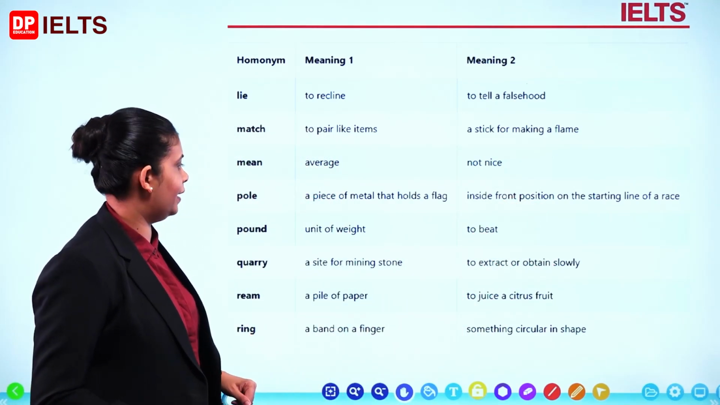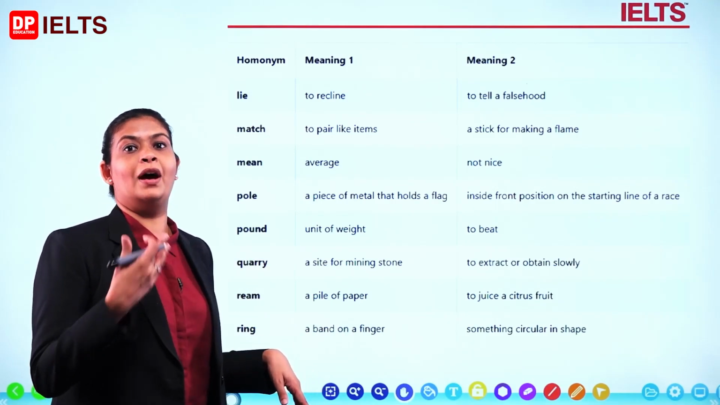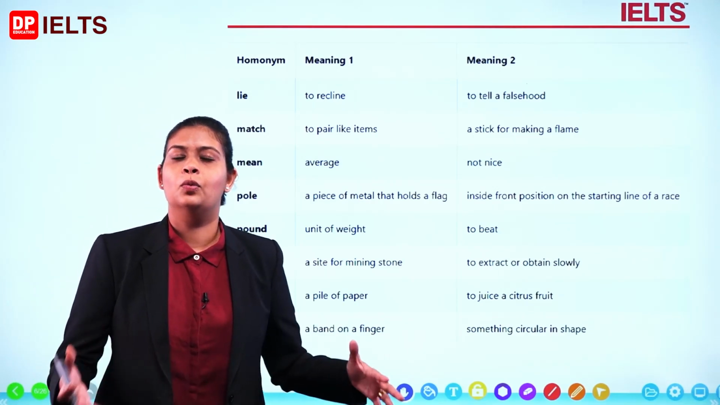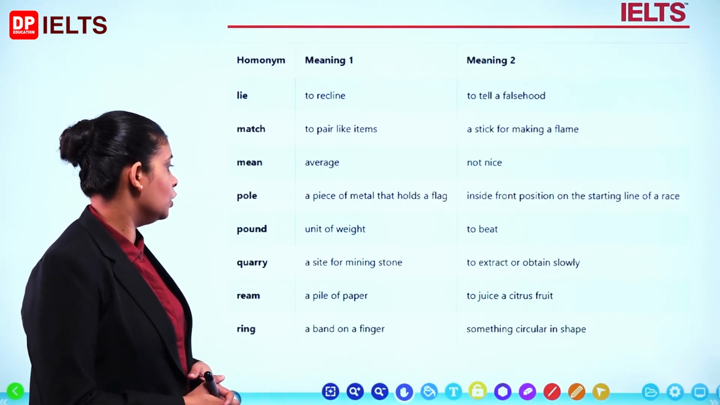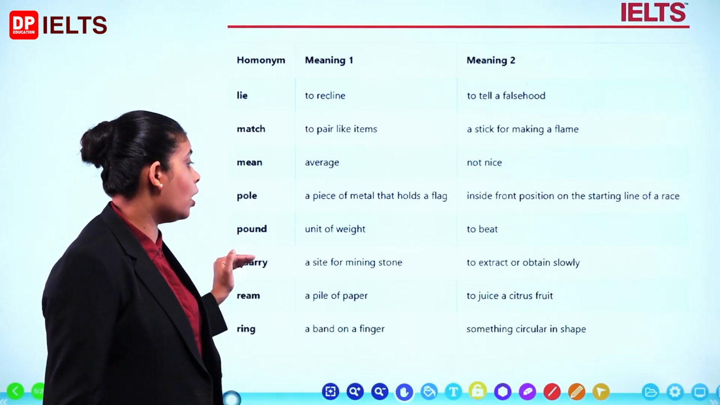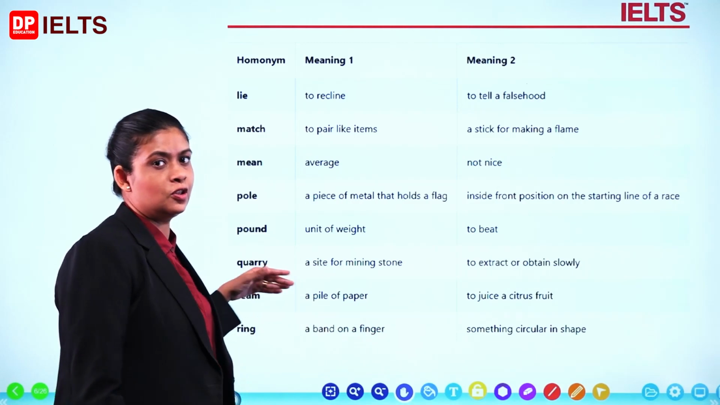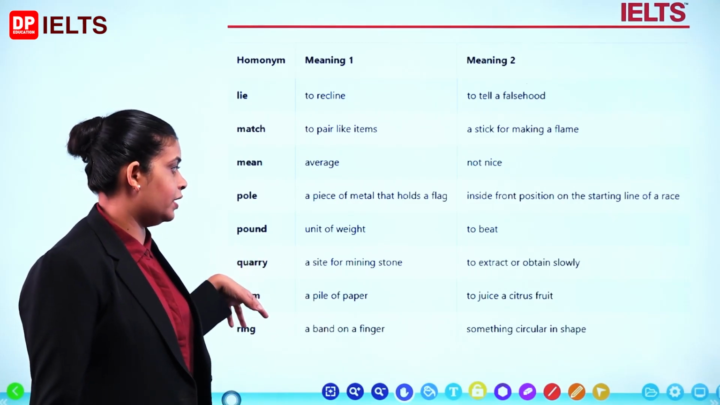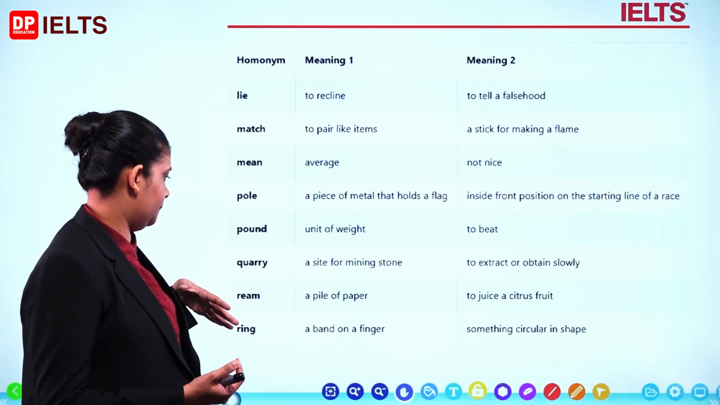So the pole, right? Pound, pounding, to beat, okay? Pound also is when you weigh something. Oh, that's 3 pounds, 5 pounds, right? Pound, a unit of weight, okay? Quarry, a site of mining stone, okay? So a place where you mine, right? Quarry is also to extract or obtain slowly, another word, another meaning.